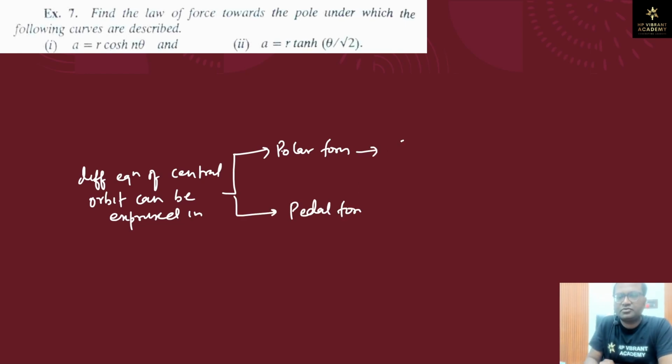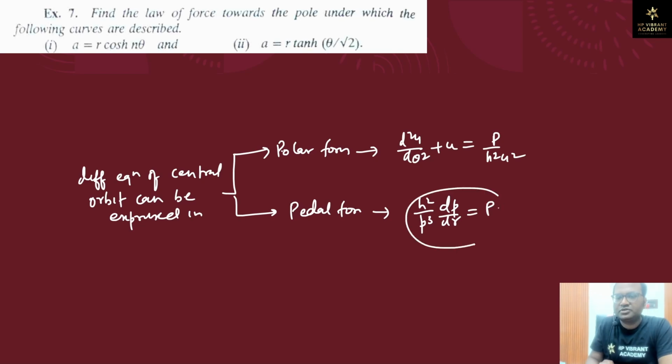So in the polar form we have d2u upon d theta square plus u is equal to p upon h square u square, and in pedal form we have h square upon p cube dp upon dr is equal to p, where p is the central acceleration. And we have u is equal to 1 by r, where r is the distance of the point from the pole. Okay, so let us start discussing the questions.